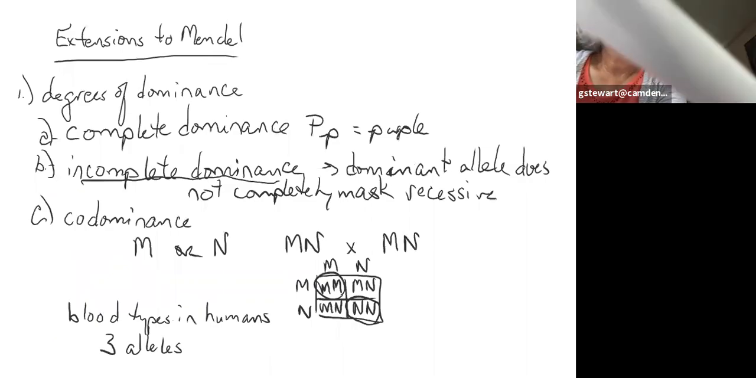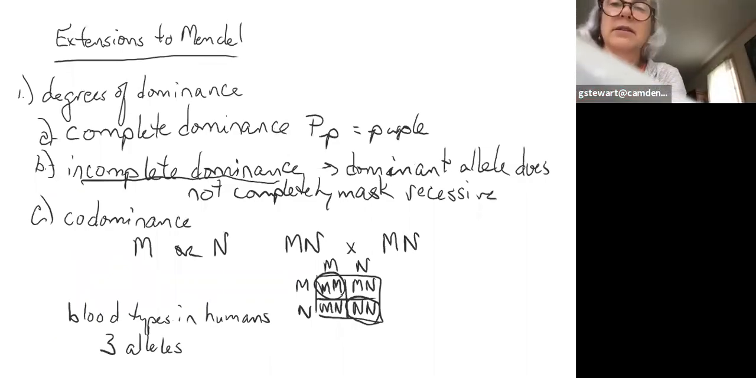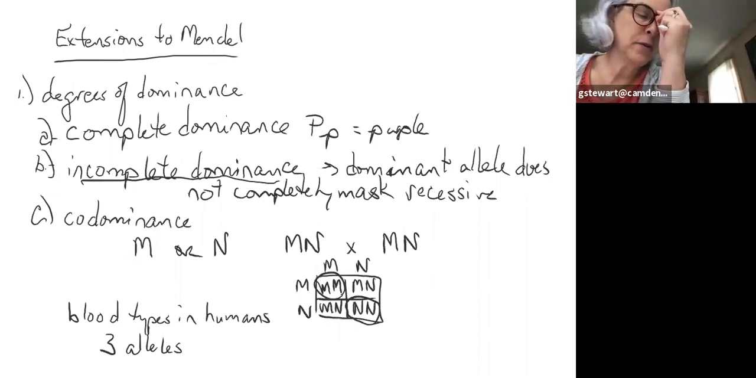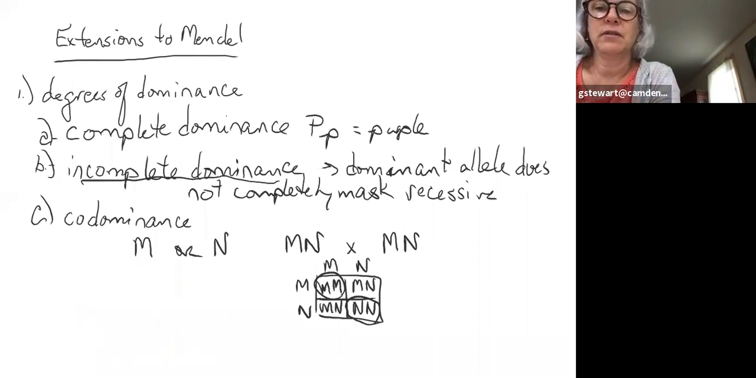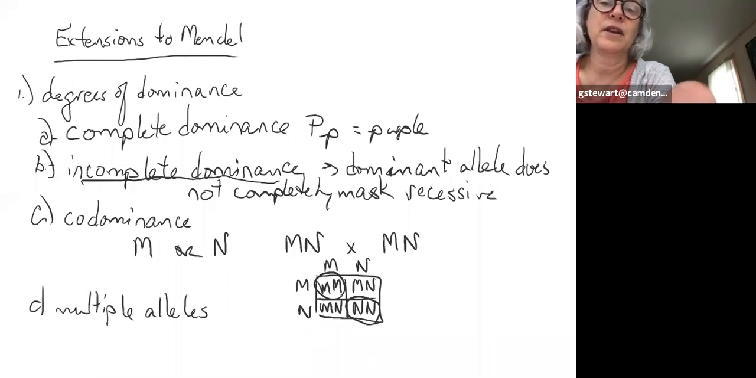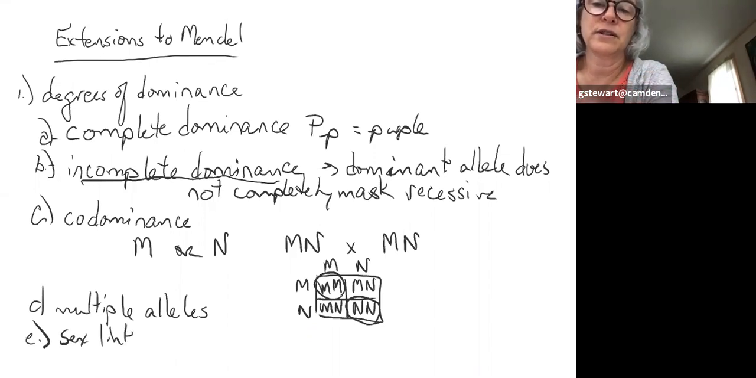Okay, so we have complete dominance, incomplete dominance, codominance, and multiple alleles. And there's one more type of problem that I'm going to ask that you learn how to solve. It's called a sex-linked trait. I'm going to put codominance here. I'm going to erase this and put multiple alleles. And then the last type that I wanted to talk about real quick was sex-linked traits.